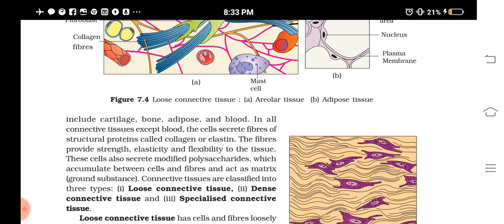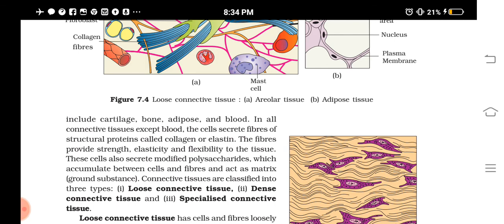Okay, and they also produce certain polysaccharides, and these get accumulated between the cells and fibers, and this acts as the matrix. So in common, you can see that in a connective tissue, what will be there? A matrix will be there. Okay, then fibers will be there. In between the cells and the fibers, the matrix will be found.